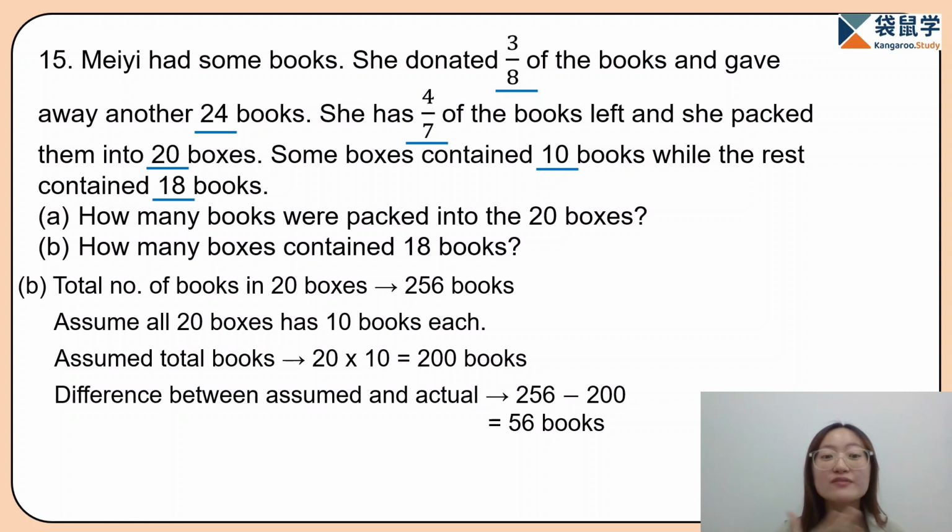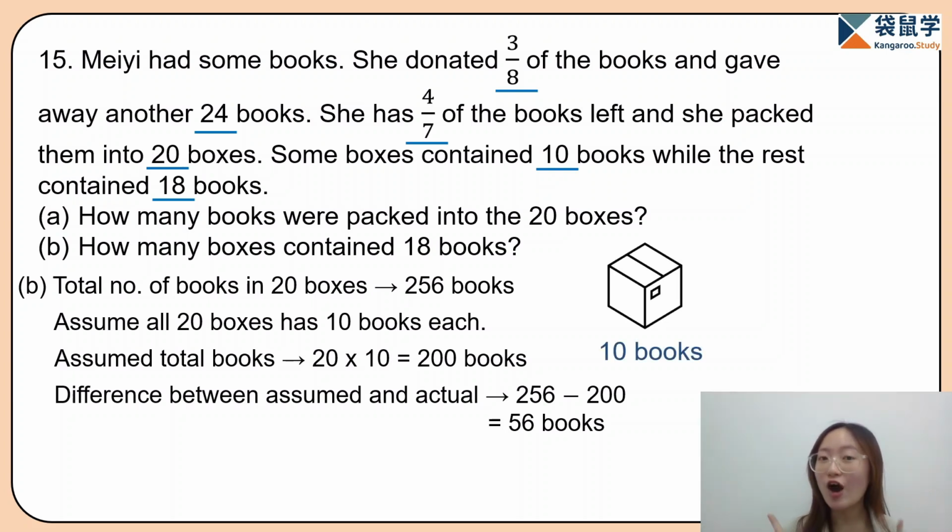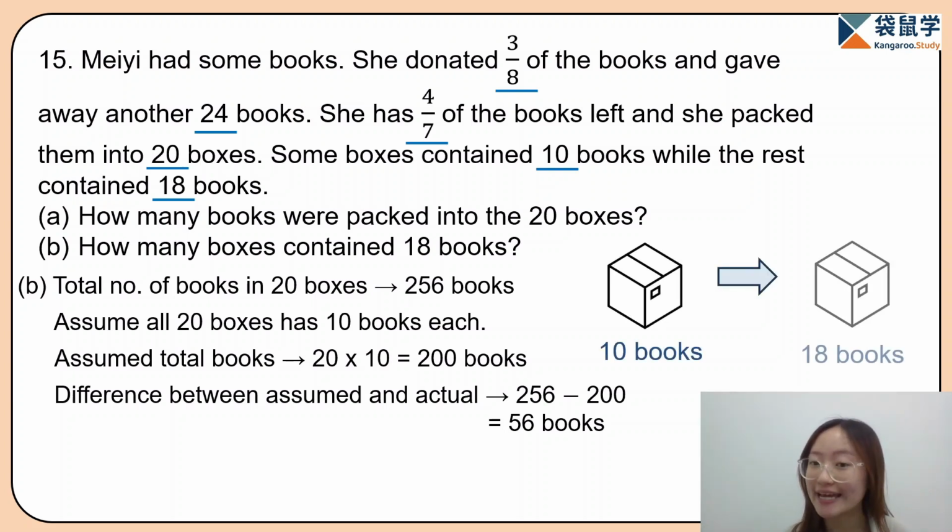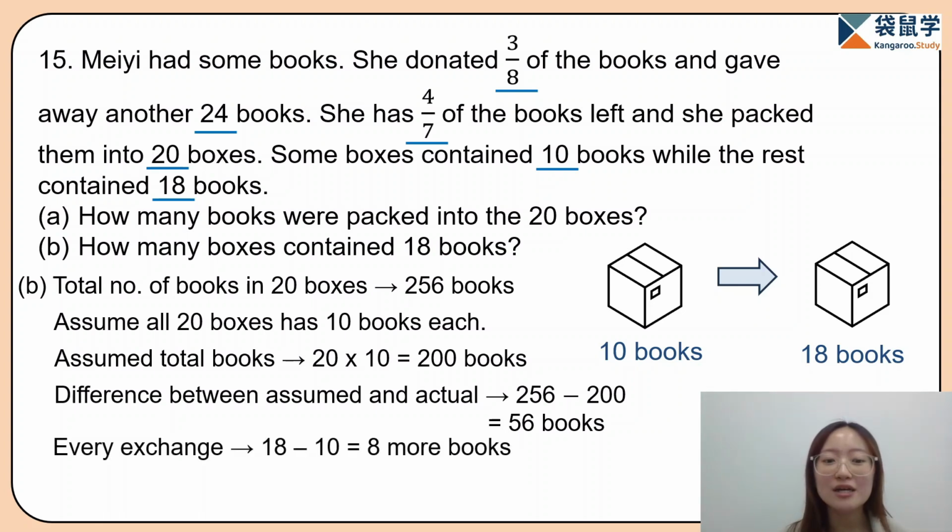So some of these boxes of 10 will need to be exchanged to contain 18 books. Now let's take a look at what happens if we exchange one box of 10 for one box of 18. How many more books will this box have? It will be 18 minus 10, which will be 8 books more. So for every exchange of one box, we will have 8 more books.